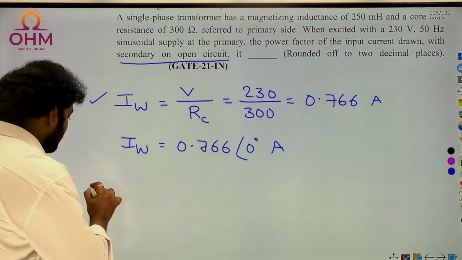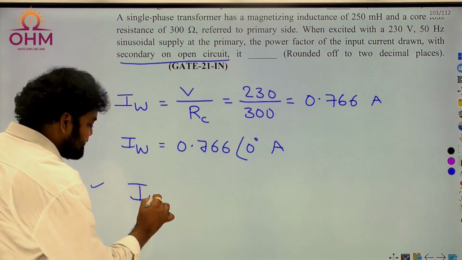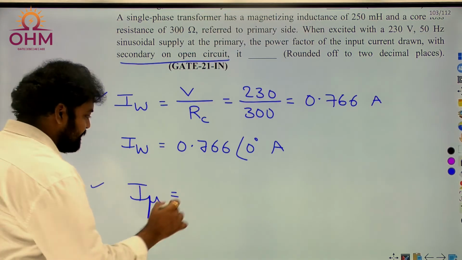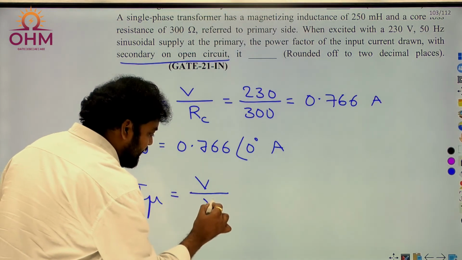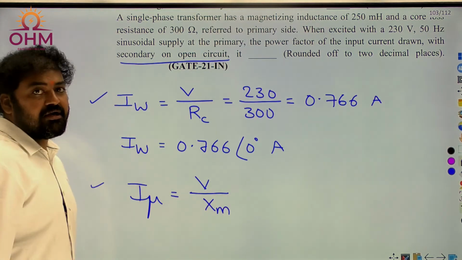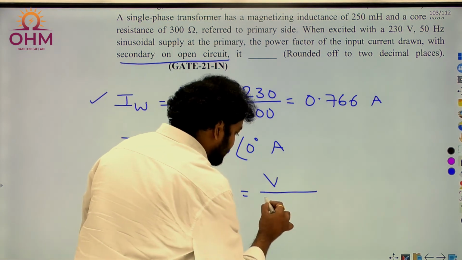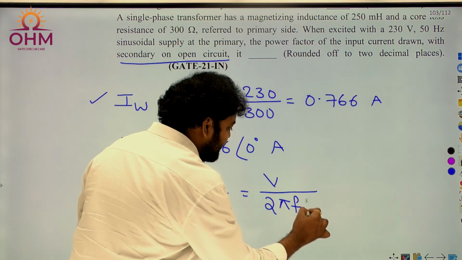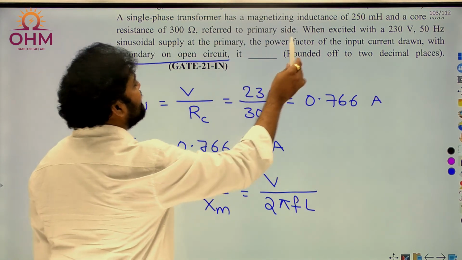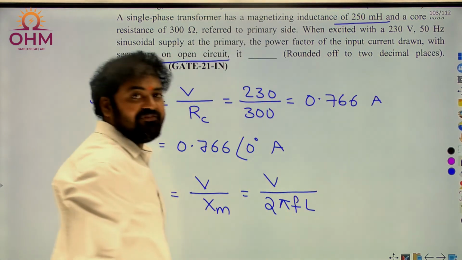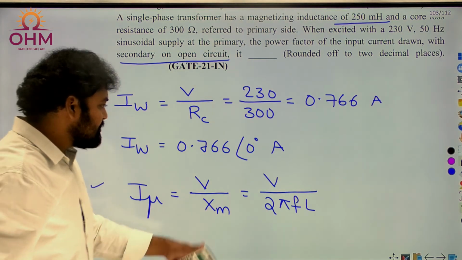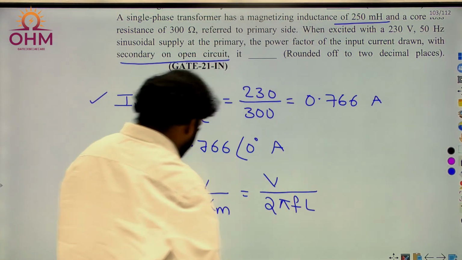And there is another current known as magnetizing current, which is a purely reactive component. It is shown by an inductive reactance known as magnetizing reactance. And what is the formula for magnetizing reactance? 2 pi f into L. And in the given question the L value was given. What is the inductance? 250 millihenries. So substitute everything, you will get the magnetizing current.